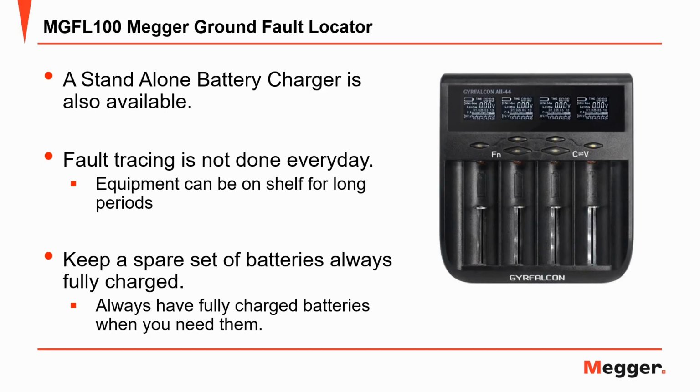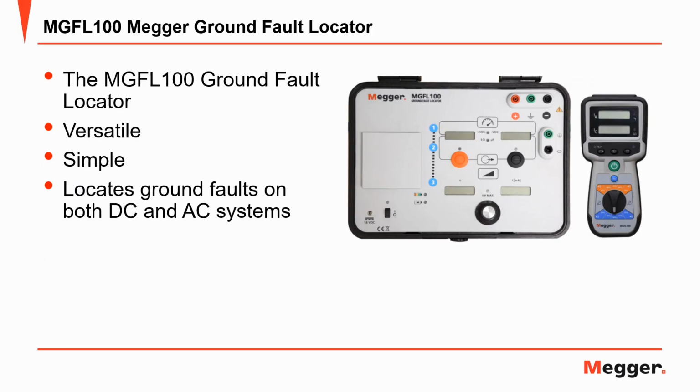A standalone battery charger is also available. Now, fault tracing is not done every day. The transmitter could be sitting on a shelf for long periods of time. The standalone charger allows you to keep a spare set of batteries always fully charged. This way you do not have to use the internal charger in the transmitter, and you can keep the transmitter out of the way safely in storage. This way you will always have fully charged batteries when you need them.